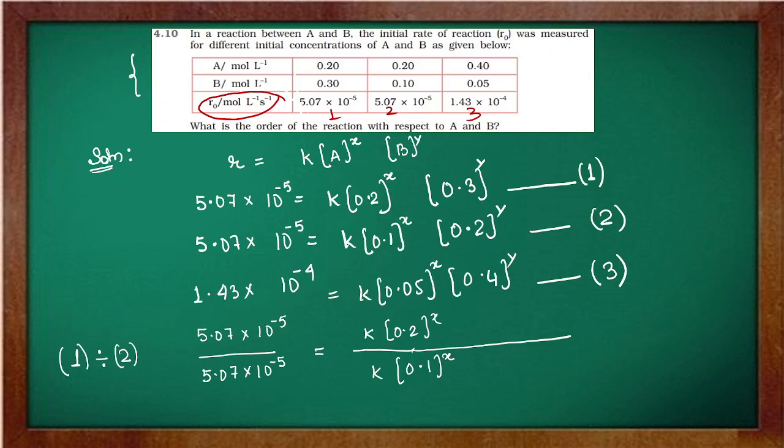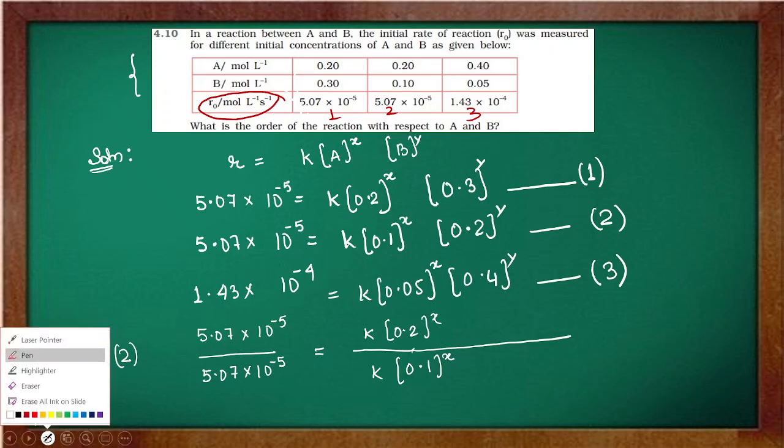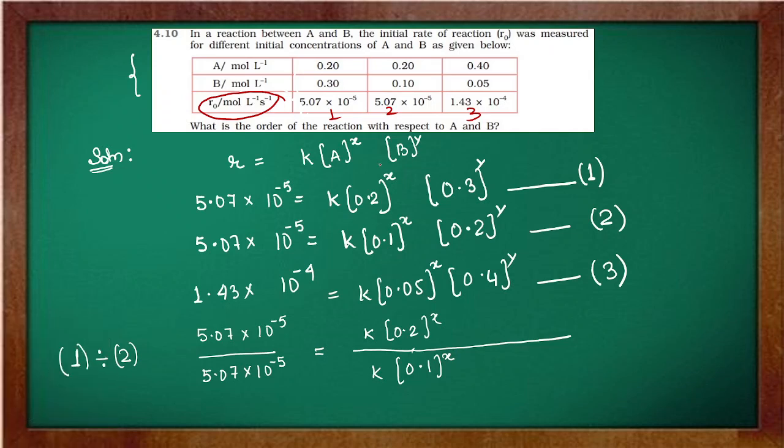Here one mistake is there. Sorry, this is a problem here. You see, when the value of A was 0.20, the concentration of B was 0.1 in the second case. But here what I did is reverse. It will be 0.2 here, this will be 0.1 here, this will be 0.1.